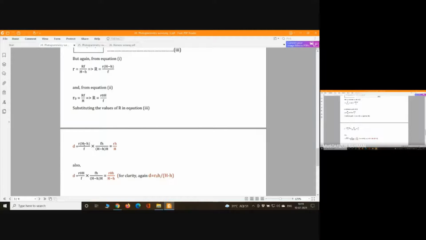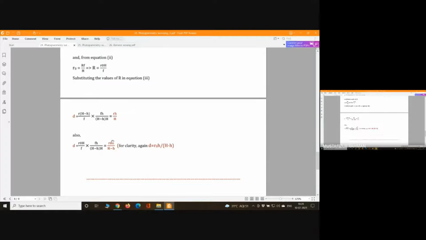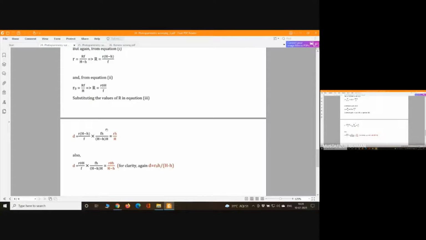So if we use equation number 1, this is what we are getting from equation number 1, the value of R, and the rest of the quantity is here. So we will multiply it. So we are finally getting a value: small r, small h divided by capital H. Or if we use equation number 2, we can get this data. So these two ways will give us the relief displacement. Right?